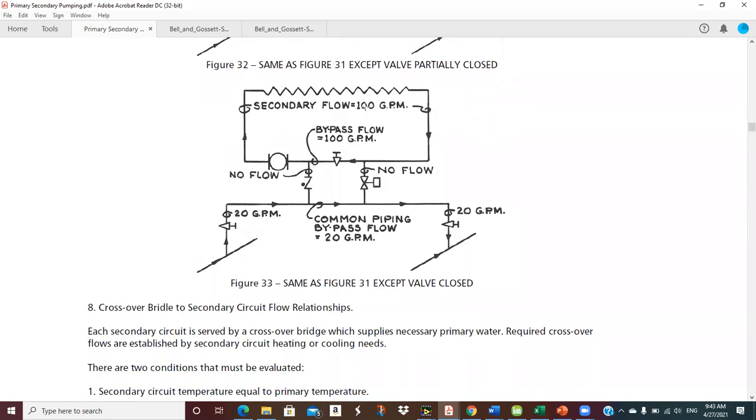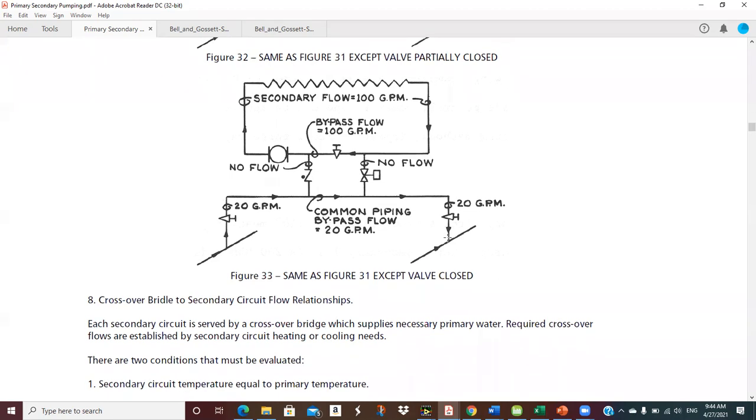Okay, so this is the same. Now we've shut the valve completely, so we don't let any flow down here, so we don't take any flow up into the secondary, and you can think about the 20 simply bypasses and goes from the primary supply to the primary return.